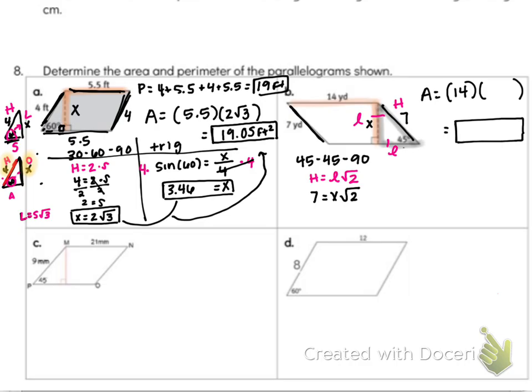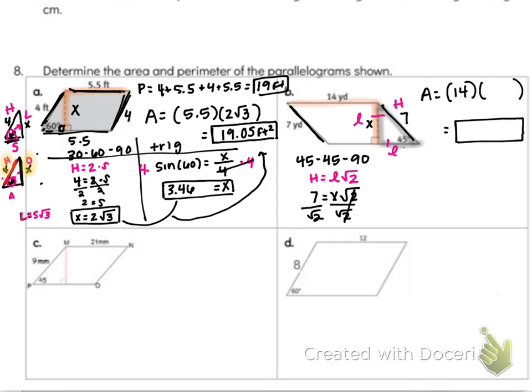To solve for this one, we're going to go ahead and get rid of that square root of 2 by dividing both sides. Because again, this is multiplication, so nothing new. So when we do that, we get X equals 7 over square root of 2. You can just use this in your formula. You can put that in here, and you will get an answer, okay?